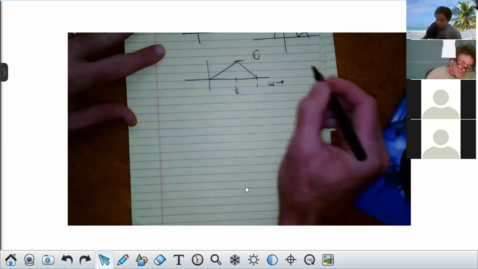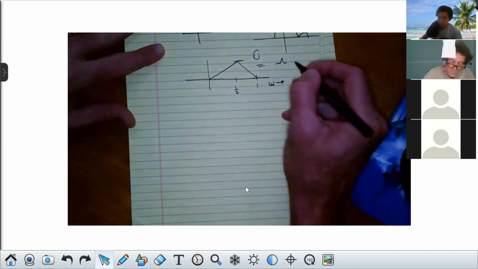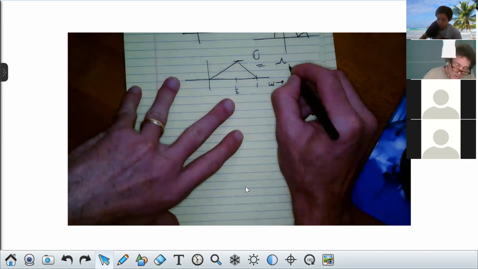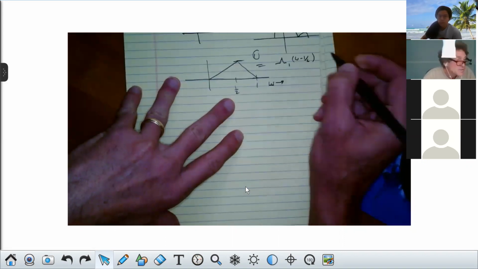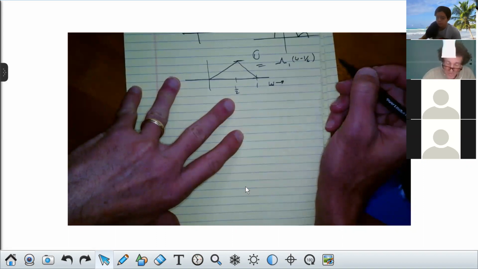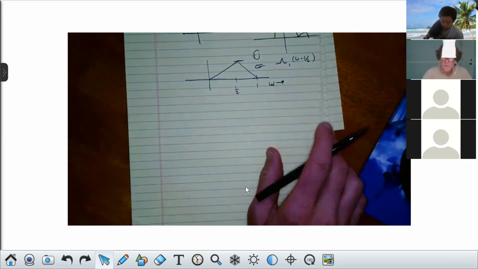All right. Now this is really a function in the frequency domain. So this would be a triangle function. It would be a width one, and it would be centered at omega minus one half. Can you all see that? Yes, sir. That would be the definition of this right here. So what I'm going to do is use duality.